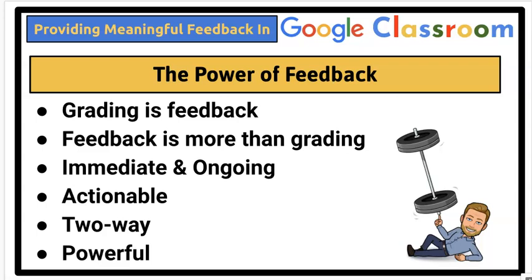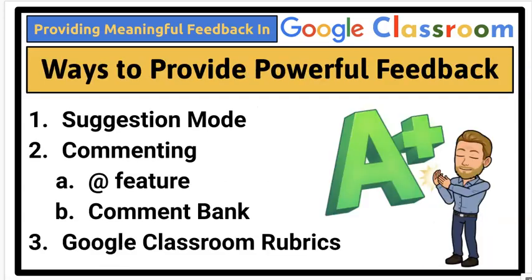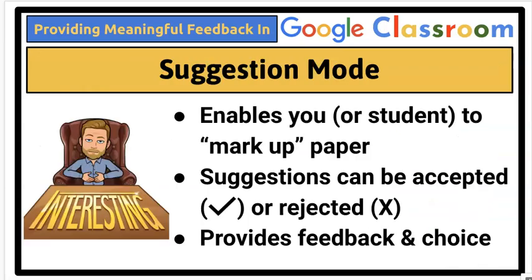And today what we want to do is talk about 3 specific ways within Google Classroom and the Google Suite for you to be able to engage in that powerful feedback. One is by using what's known as the suggestion mode. The second is by using the commenting feature, including the @ symbol and comment bank. And the third is by using Google Classroom rubrics. Let's start with the suggestion mode.